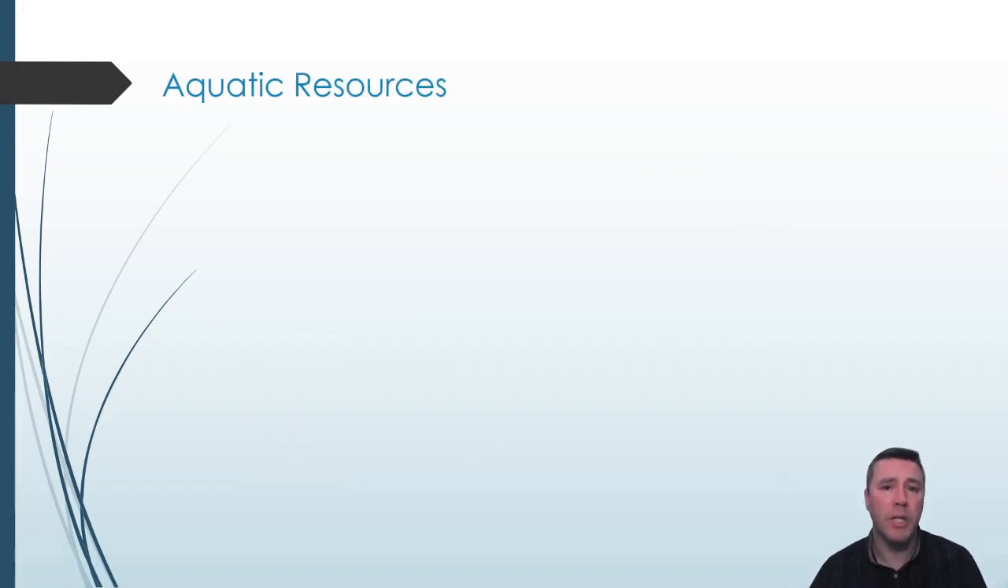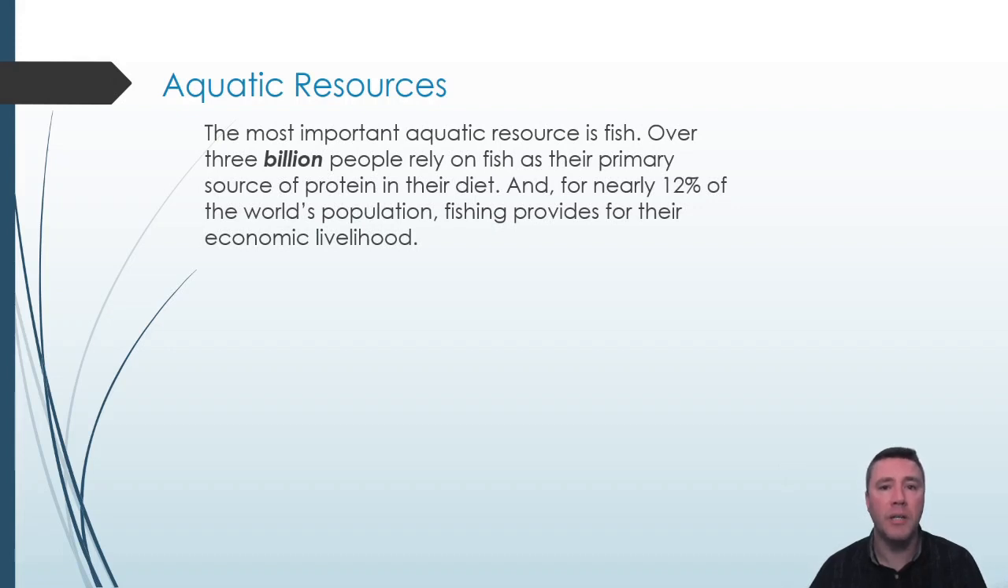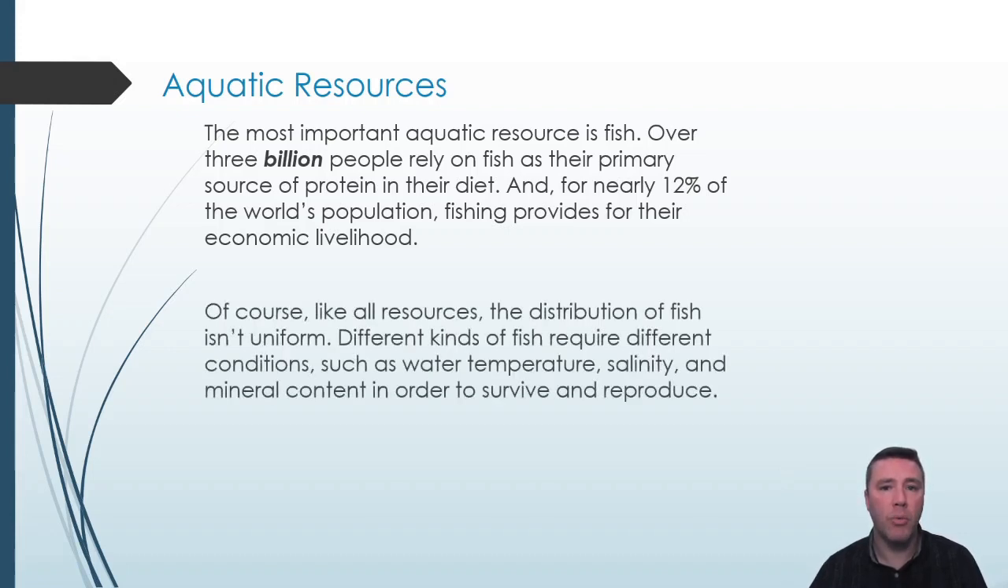Perhaps unsurprisingly, the most important resource obtained from aquatic environments is fish. Over 3 billion people on Earth rely on fish as their main protein source in their diet. For just over 1 in every 10 people, the fishing industry provides for their economic livelihood. But just as we saw with the distribution of fresh water and the distribution of forests on land, the distribution of fish isn't uniform. Different species require different conditions in order to survive and reproduce.